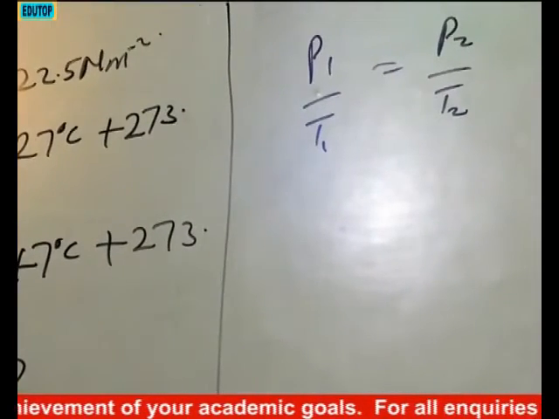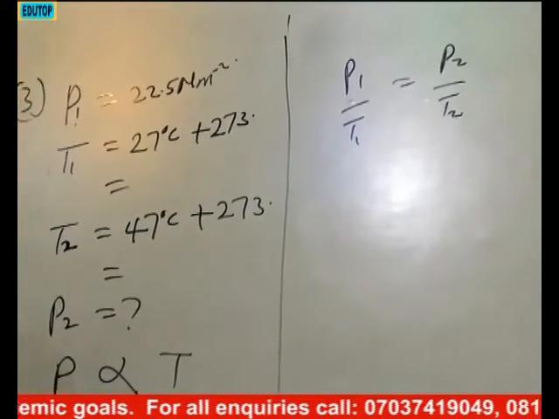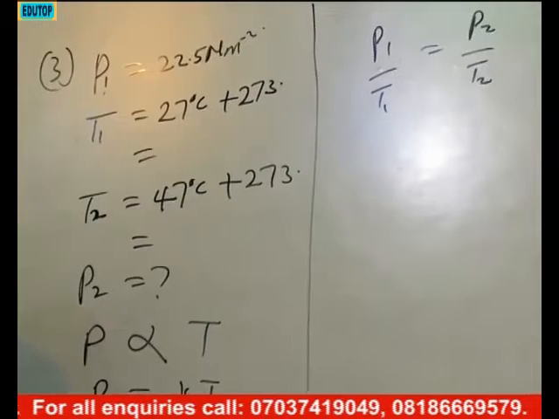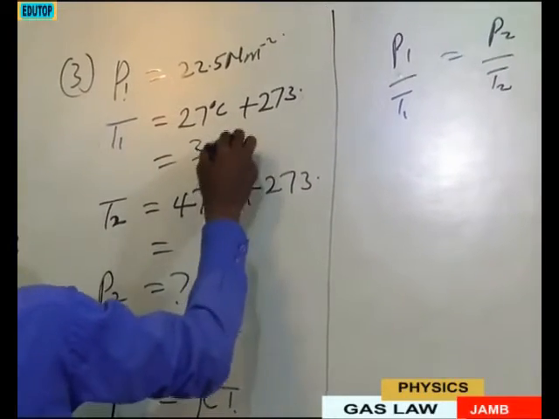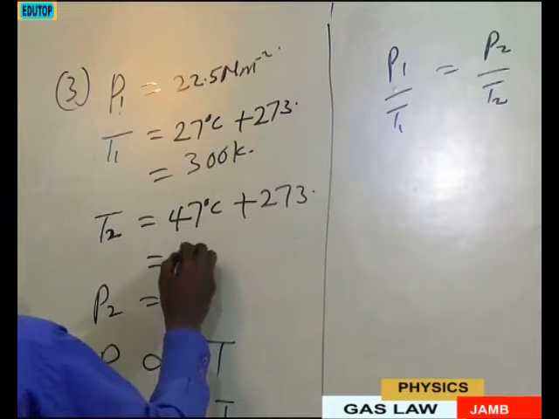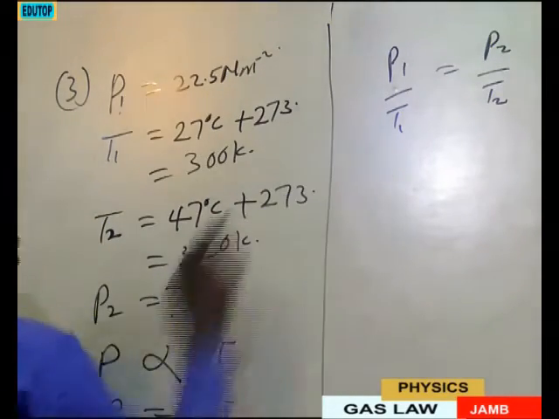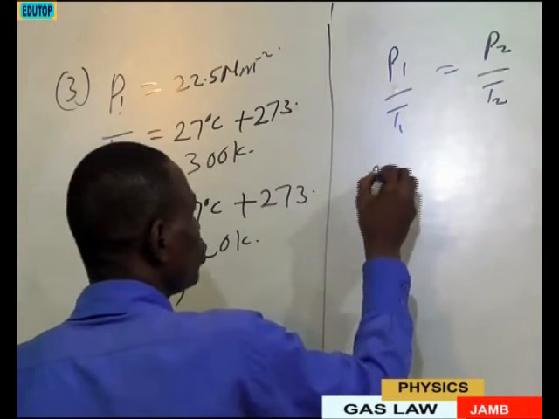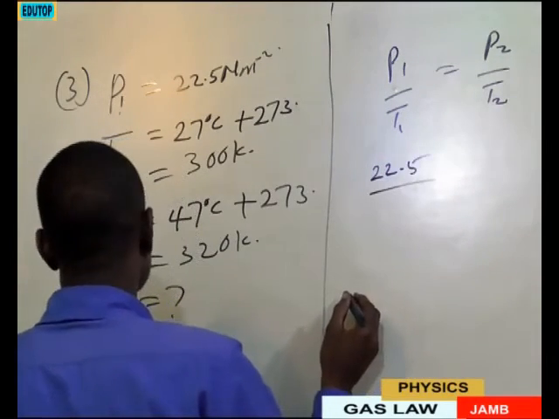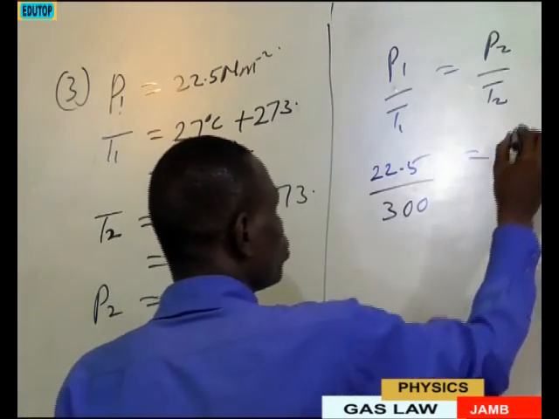Let's look at the values. We are having 27 plus 273, and we are going to have 300 Kelvin. Then what about 47 plus 273? We are going to have 320 Kelvin. Let's substitute all these values into this equation. P1, that's 22.5, T1 is 300, equal to P2. That's what we are looking for.